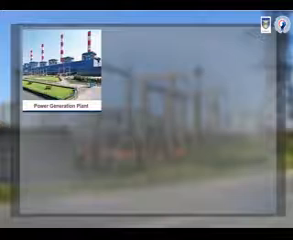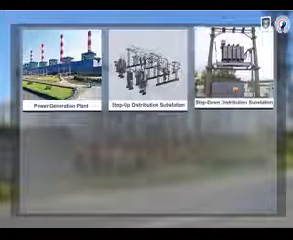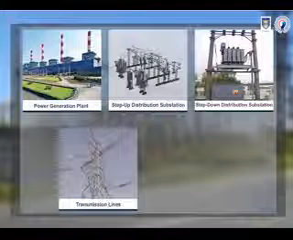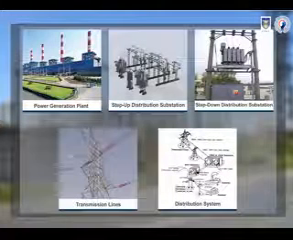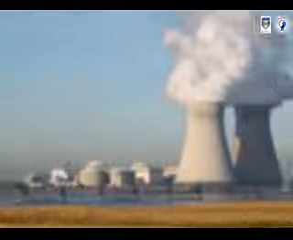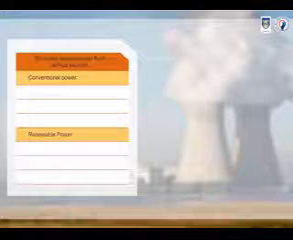The basic components of an electric power system are power generation plant, step-up distribution substation, step-down distribution substation, transmission lines and distribution system. Let us now look at the power generation plant. A power generation plant is a facility that produces electric power from various sources. They can be classified as conventional power and renewable power sources.